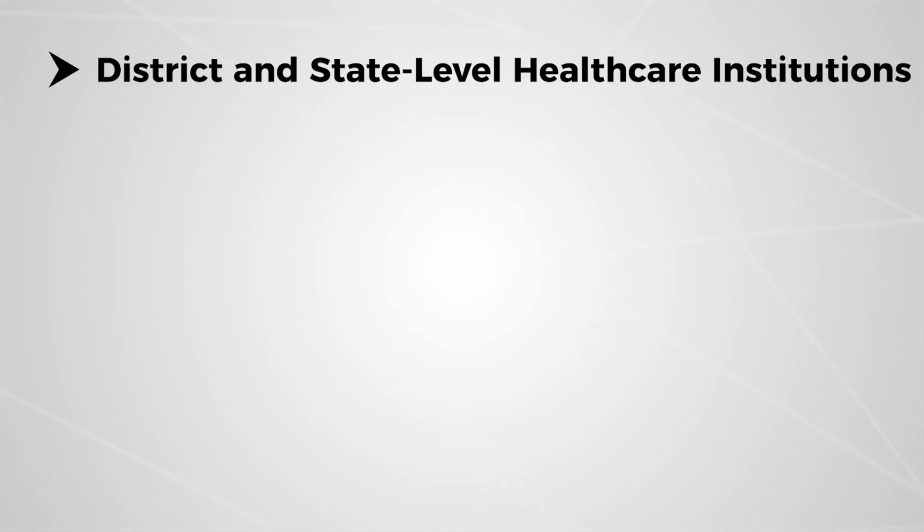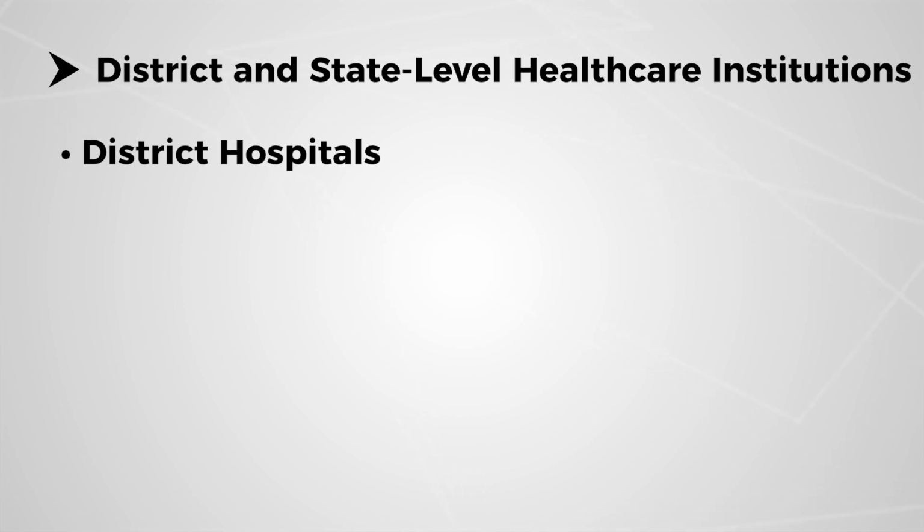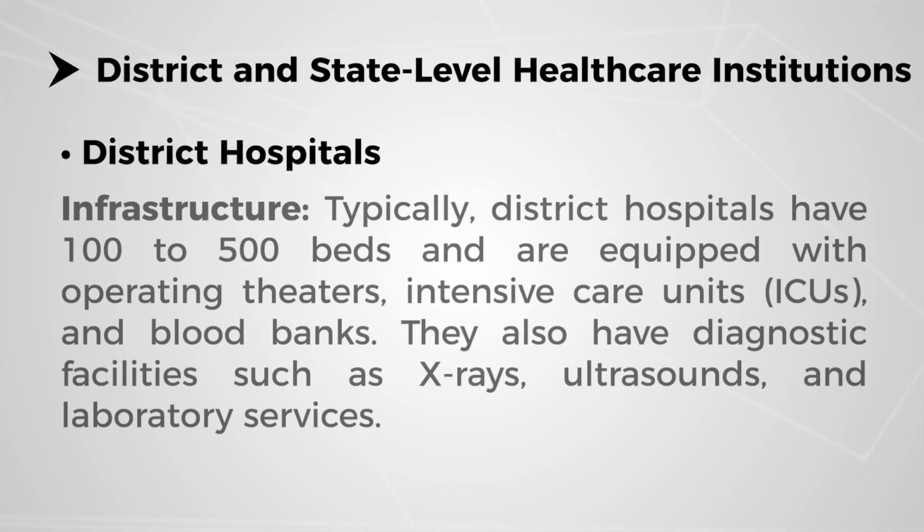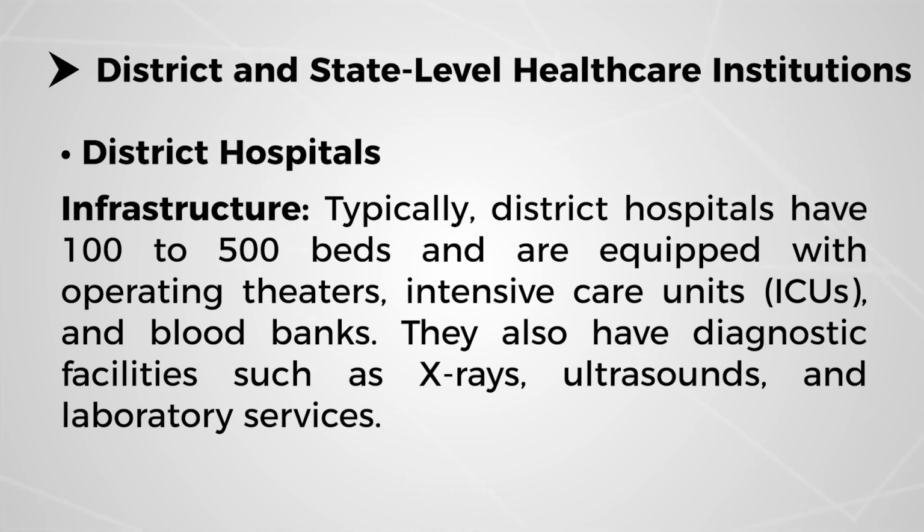Then we also have district and state level healthcare institutions, like district hospitals, for example. A district hospital offers both inpatient and outpatient care, and provides more advanced diagnostic and treatment options including emergency services, specialized surgeries and trauma care, and they have good infrastructure. Typically district hospitals have 100 to 500 beds and are equipped with operating theatres, intensive care ICUs and blood banks, and they also have diagnostic facilities such as X-rays, ultrasounds and laboratory services.